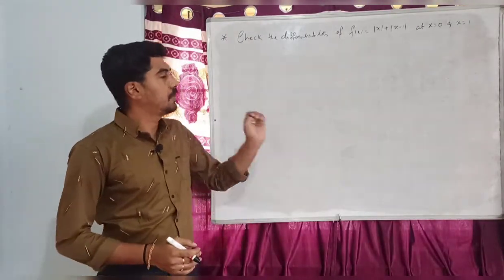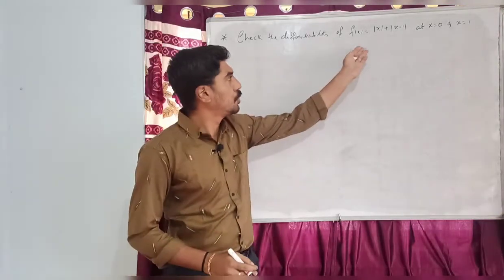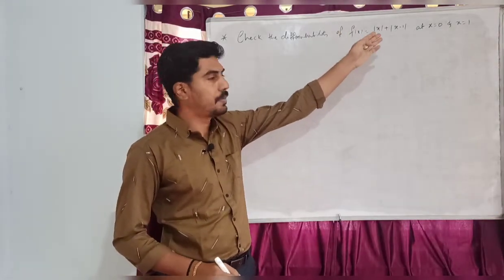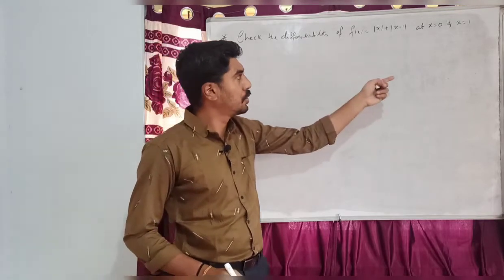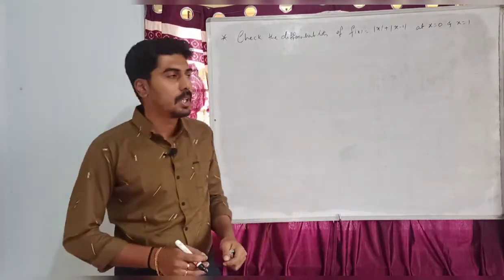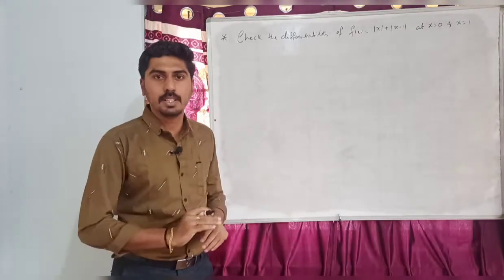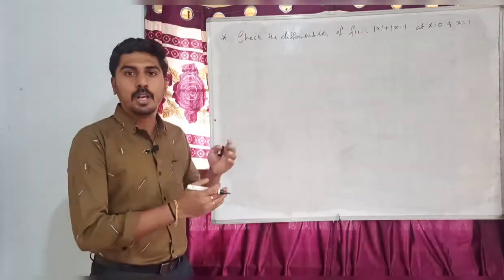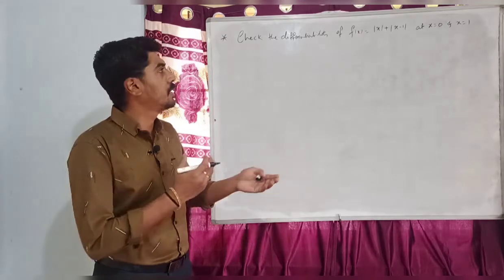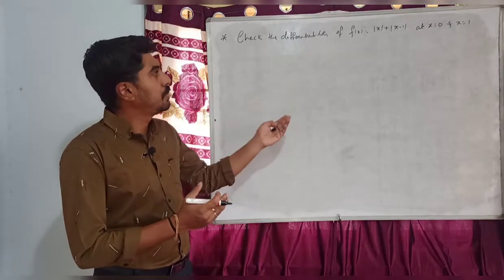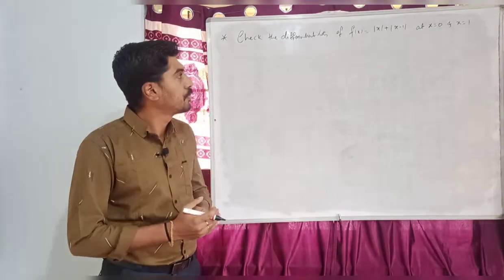Check the differentiability of the function f of x equal to mod x plus mod of x minus 1 at x equal to 0 and x equal to 1. This function looks slightly difficult to deal with, so first I try to simplify that function and later we shall find out whether it is differentiable at x equal to 0 and x equal to 1.